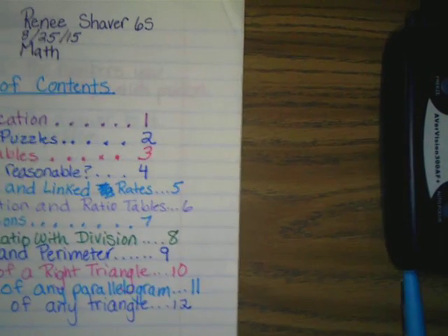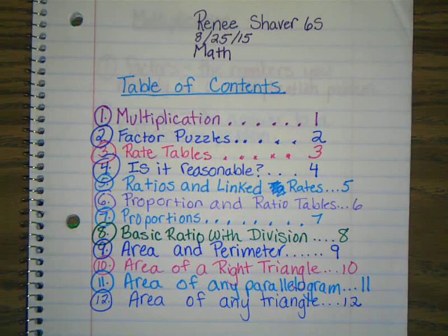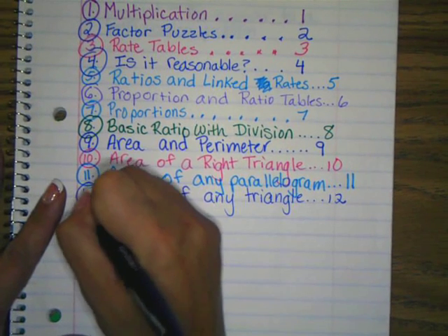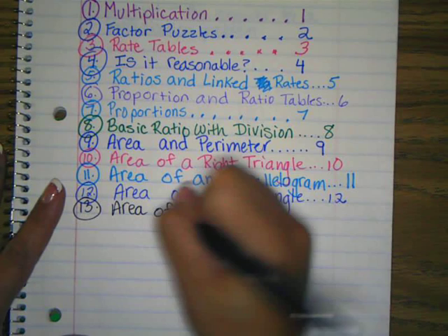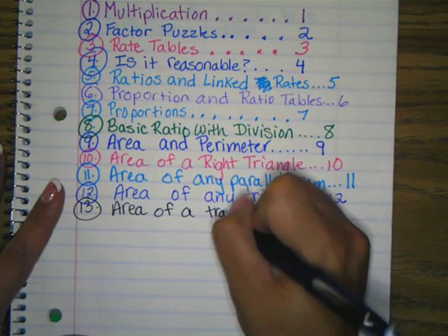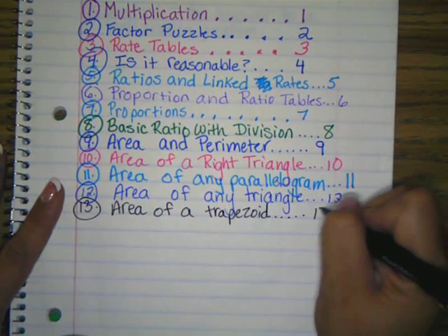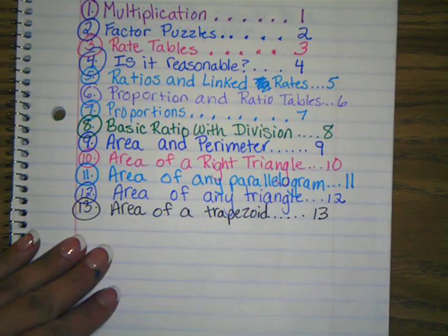Table of contents and number 13. Go ahead and we're going to title it Area of a Trapezoid. And put your page number. Turn to that page and title it Area of a Trapezoid.